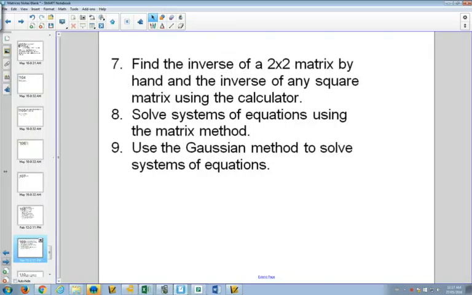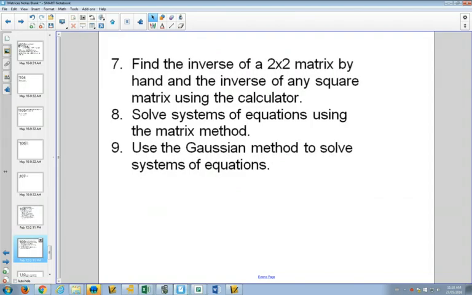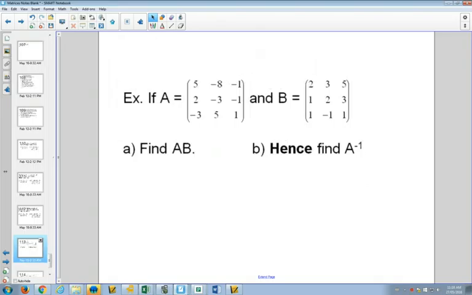I'm going to hand out a couple of reviews for you as well. Here is the main stuff that you need to know for your quiz. And that quiz is next week on Tuesday. And then there's some more review questions here at the end, and that is the end of matrices.